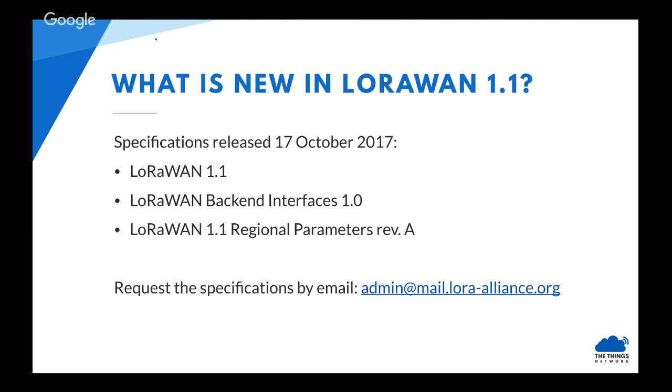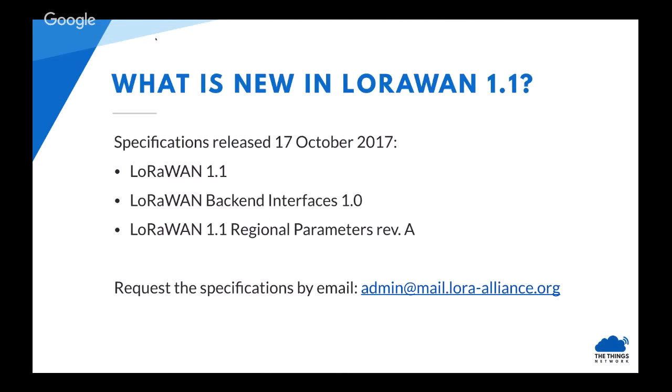The specifications have been released a bit more than a week ago, in October 17. And the specifications are actually three different documents. First of all, we have the LoRaWAN 1.1 specification. We have the LoRaWAN backend interfaces 1.0 and the regional parameters for LoRaWAN 1.1, revision A. LoRaWAN 1.1, the first document, is really about the device to the network server interface.